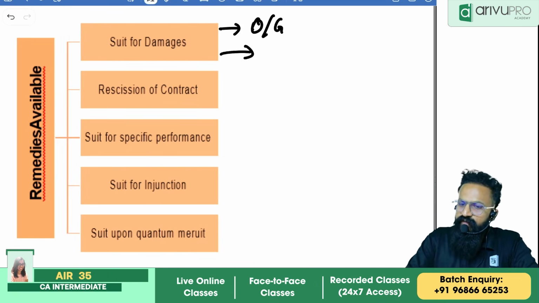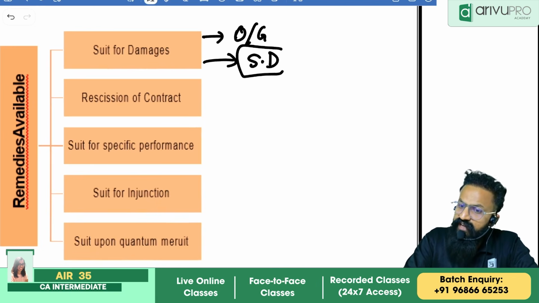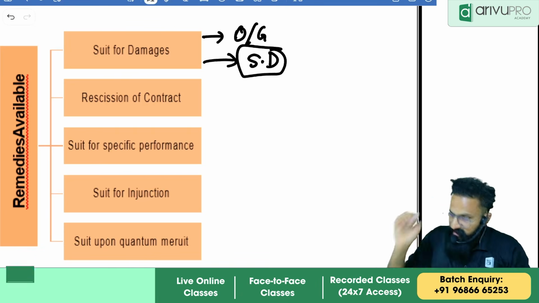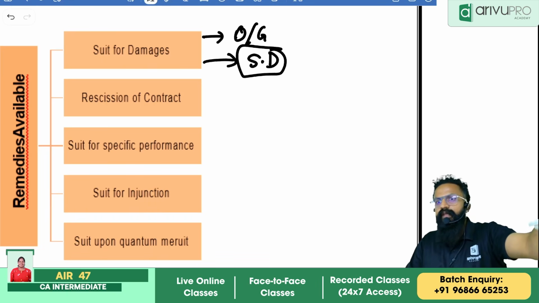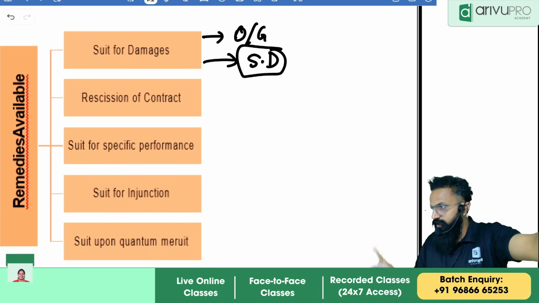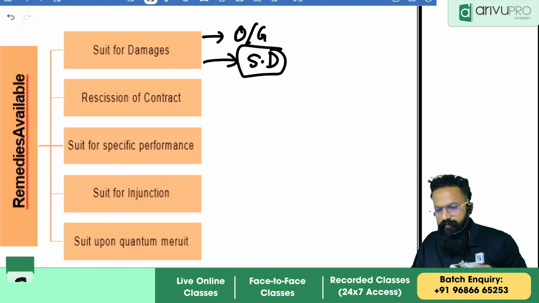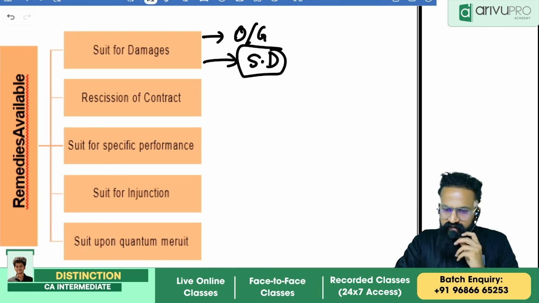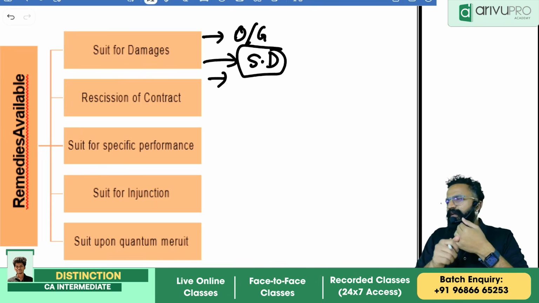Next one, people, the second type of damages is called special damages. Whenever I have clearly given you specific instructions, I am liable for those particular specific instructions as well. I think we have seen multiple examples in your class test. Correct? Okay. Next, the third type of damage was what? Vindictive or exemplary.